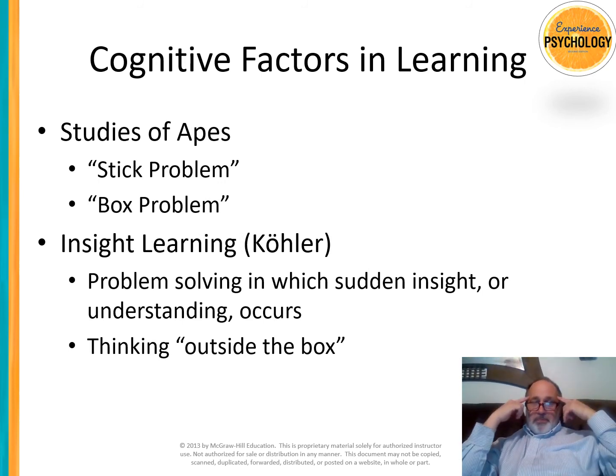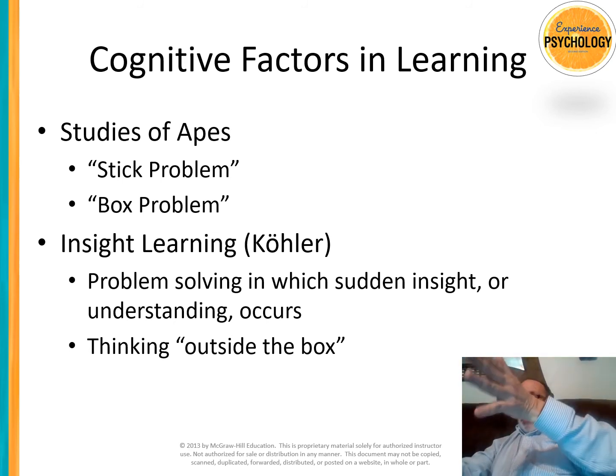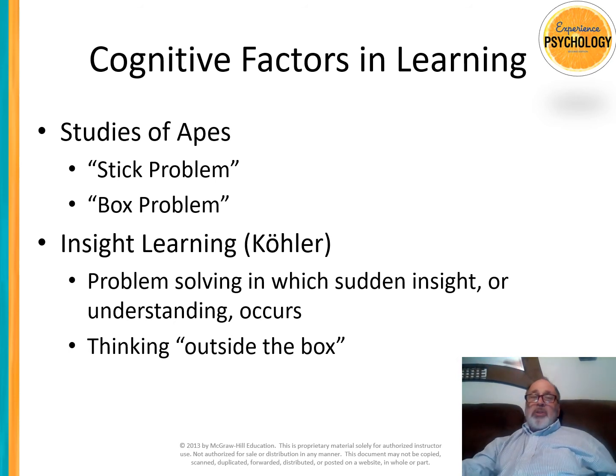Cognitive factors in learning. Studies of apes. There was a stick problem and a box problem that they did with these apes. And what happened is Kohler put some bananas up hanging, and the apes were on the floor. Without training these apes how to solve this problem, so nobody reinforced them, like shaping to put one box on top of the other box, or this stick that they had.